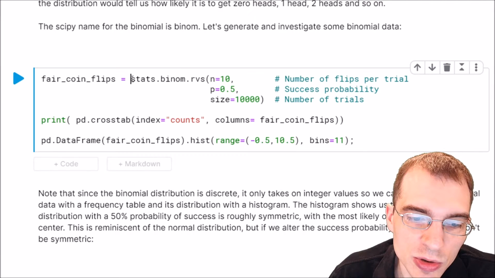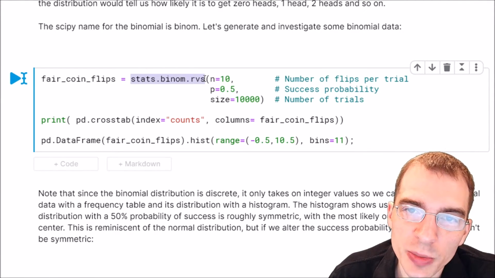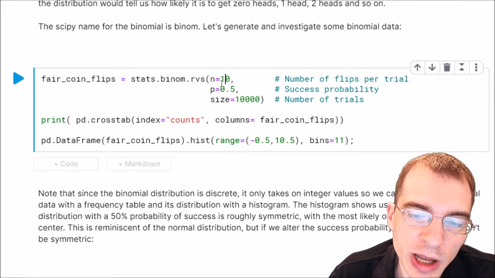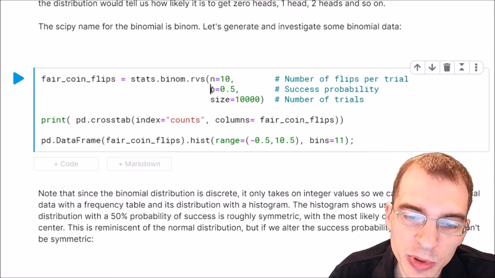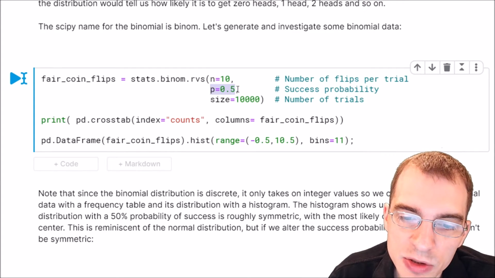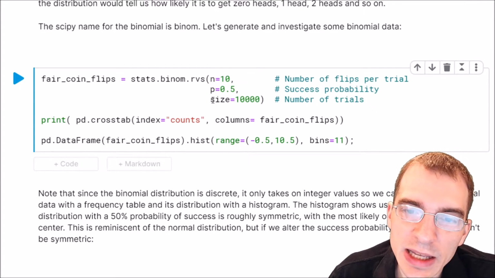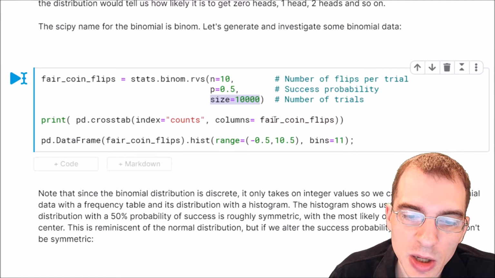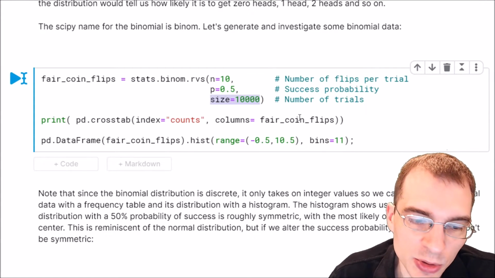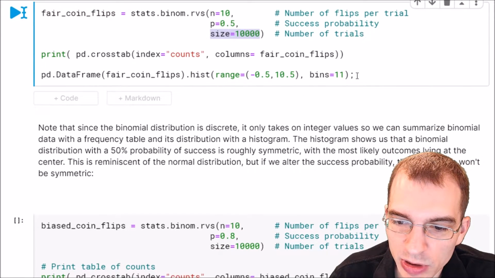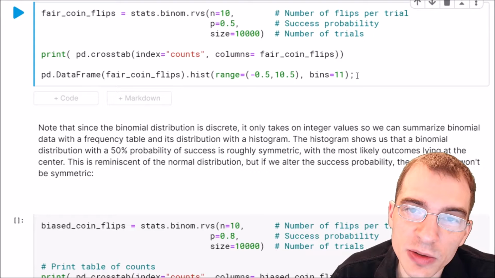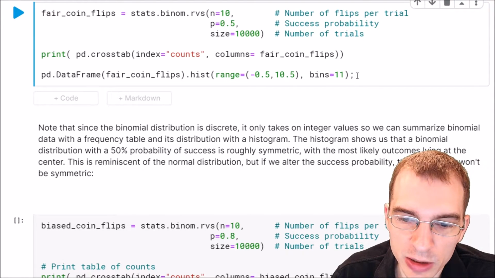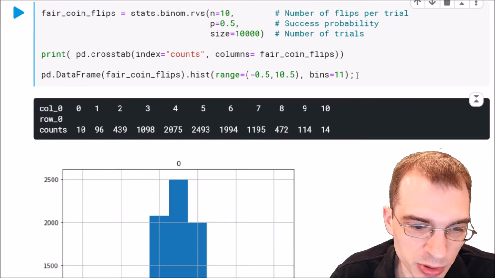So we're going to use stats.binom. We're going to generate random values from the binomial distribution. We want to have n equals 10 for 10 flips of the coin. We want a probability of 0.5, so it's a fair coin. And we're going to run 10,000 trials. This should give us a pretty good estimate as to what the binomial distribution will look like. So our plot should be pretty close to the actual underlying distribution, even though this is being generated from a random sampling here. So let's plot that.